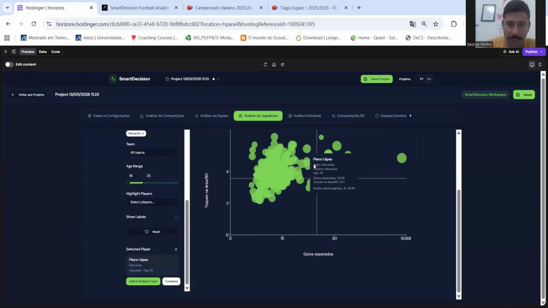Of course, after this, we have to go to video to confirm everything. It's no use just doing it with data. Player analysis isn't just about data. We compare the data and then go to the video to verify. Okay?